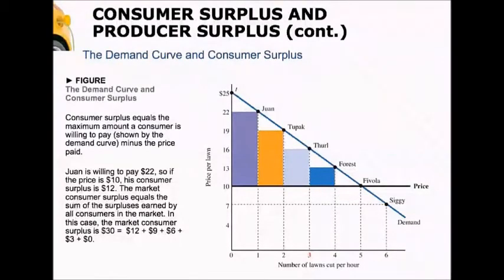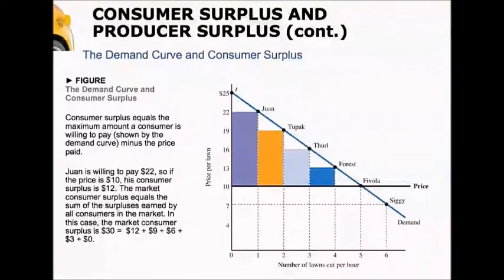Thurl, on the other hand, is willing to pay $16. So Juan values having his lawn cut more than Thurl does. And then Forrest, $13. And if we look at Siggy, Siggy's only willing to pay $7. So if the market price is $10, well then that's more than Siggy's willingness to pay. It's less than Juan's willingness to pay, less than Thurl's, less than Forrest's, less than Tupac's. And it's exactly equal to how much Favola is willing to pay.